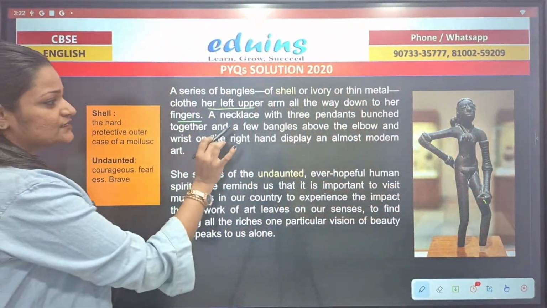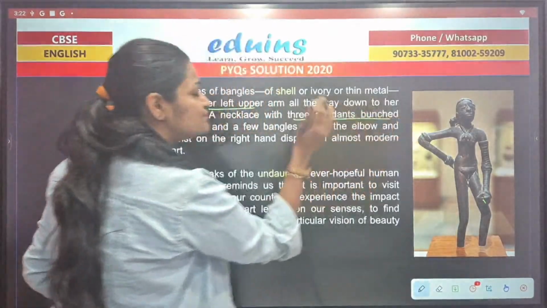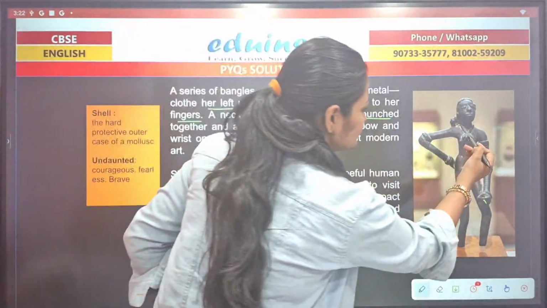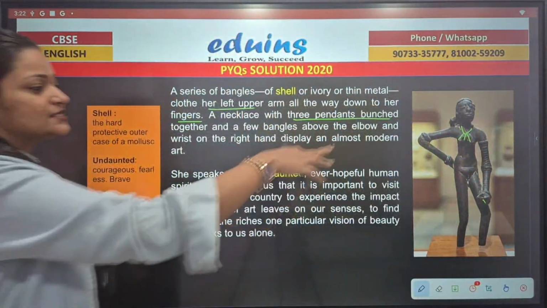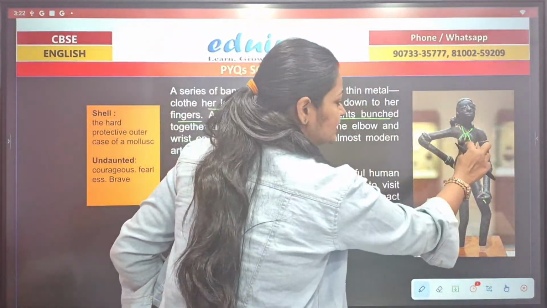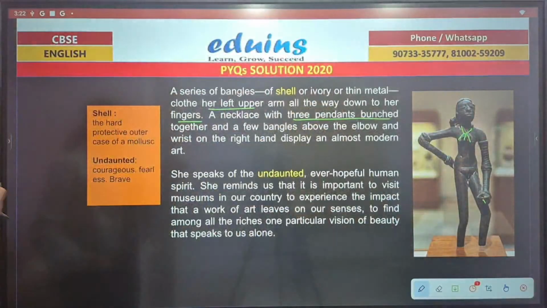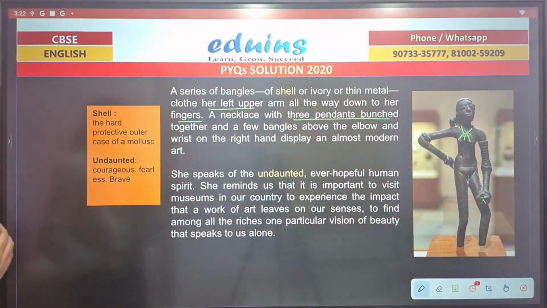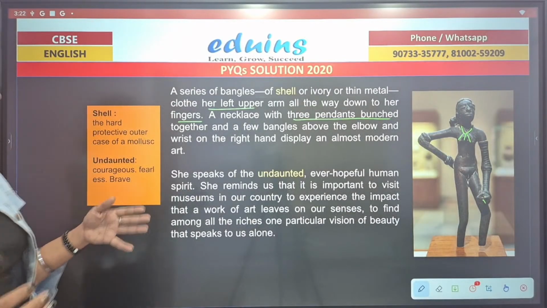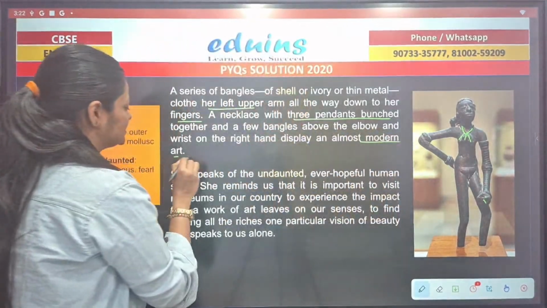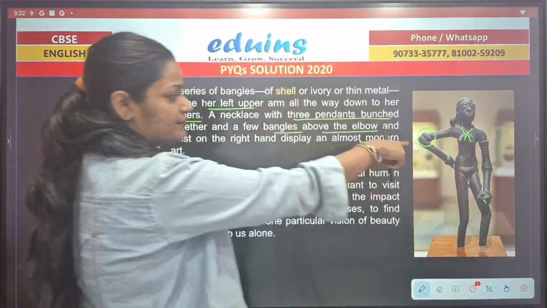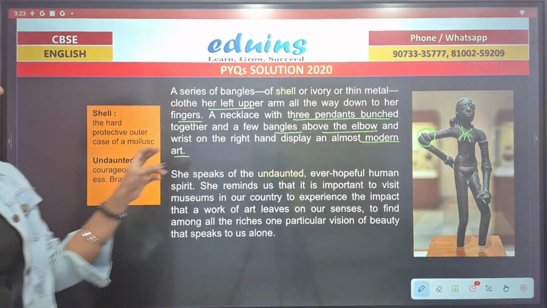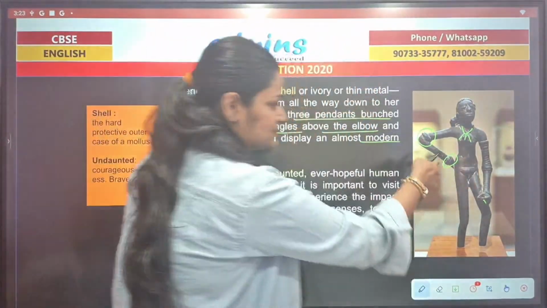Okay, and a necklace with three pendants bunched. You can see three pendants are bunched, and there is a necklace. Necklace and three pendants together, and a few bangles above the elbow and wrist on the right hand display an almost modern art. So it is displaying a modern art, we can see. And we can also see there are a few bangles above the elbow and in the wrist of the right hand.